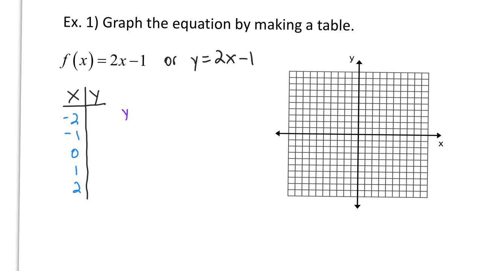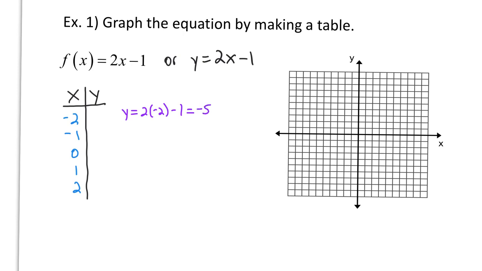So there's the y equals, and I have 2 times the -2 minus 1. You do the math. You can use the calculator or mental math. You multiply these two here. 2 times -2, that's -4, minus 1, that's -5. So that's your y value. This first y value is -5.